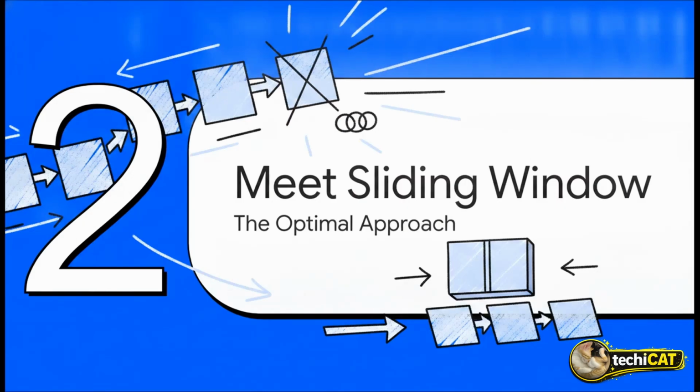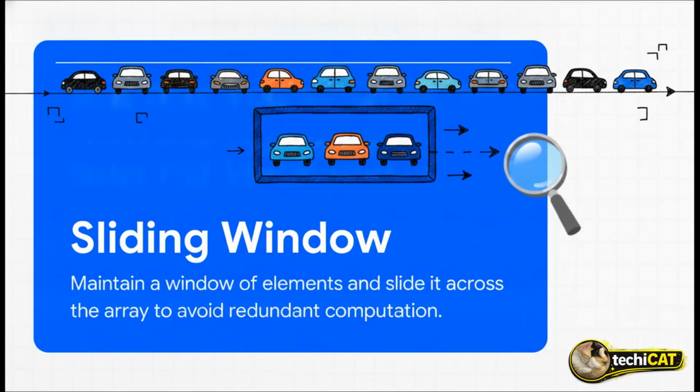Section 2. Meet the sliding window. So how exactly do we fix the nested loop problem? Well, enter the sliding window. It's a technique where you maintain a window of elements and you literally slide it across the array, completely avoiding that redundant computation. This right here is the game-changing technique that'll entirely replace those slow, repetitive, nested loops and instantly elevate your code to optimal performance.